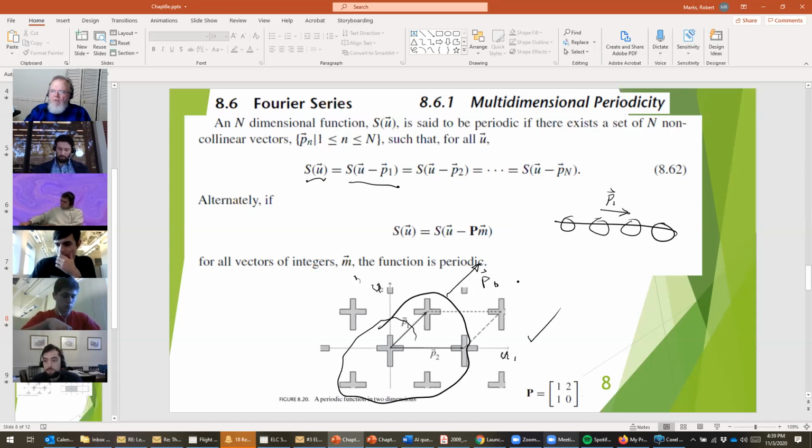So we also have to take this same 2-dimensional periodicity, and if we shifted it to the right by an amount P2, we would get exactly the same thing. So we have 2 tests in 2 dimensions. In 2 dimensions, we only need to go up this far.